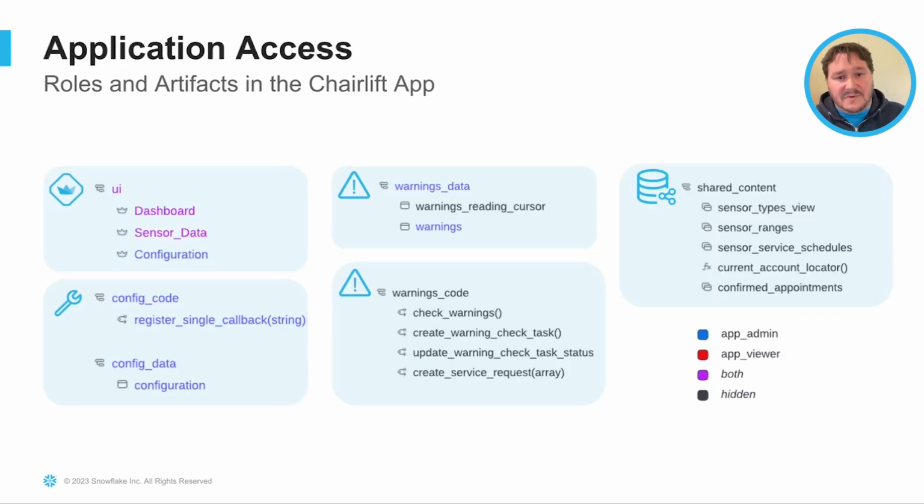But the actual artifacts in the Chairlift app, this is a list of all the different things that are being created by the Chairlift setup script. And you can see we have a UI schema, which is actually granted to both roles. We have a dashboard Streamlit and a sensor data Streamlit, also granted to both roles. And then we have a configuration Streamlit, which is only granted to app admin. We also have a stored procedure and a couple of tables that are granted to app admin, and everything else inside this app is not granted. These are things that are used internally by the task or by the Streamlit UI in order to make the application work. And they're not things that a consumer needs to actually be able to see or touch, and we don't want them to.